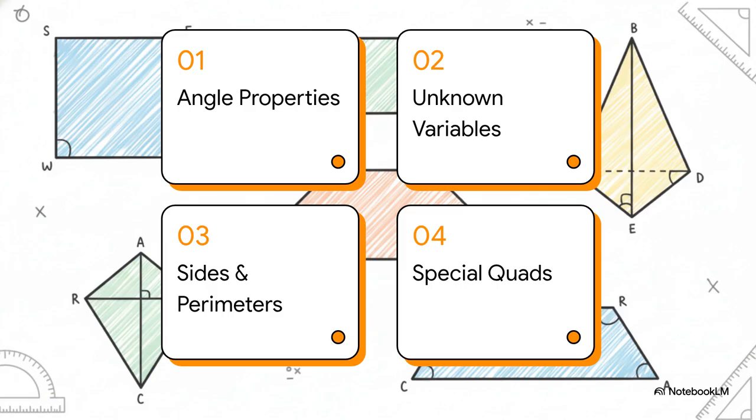Okay, let's dive right into our roadmap for today. We've got 4 main stops. First, parallelogram angle properties. Second, solving unknown variables. Third, we'll look at sides and perimeters. And finally, we'll wrap up with special quadrilaterals.